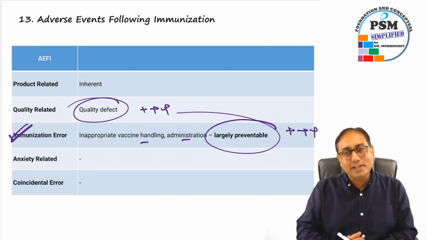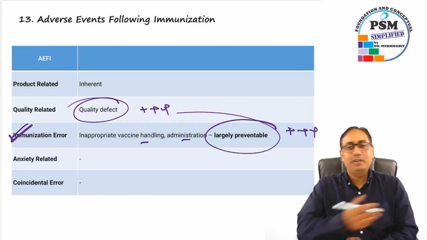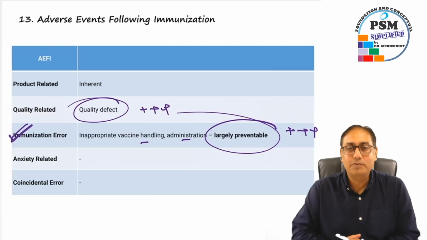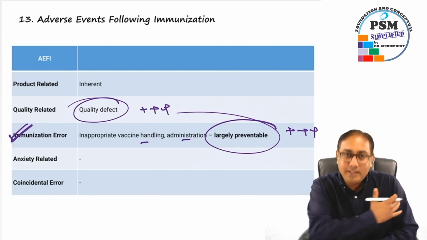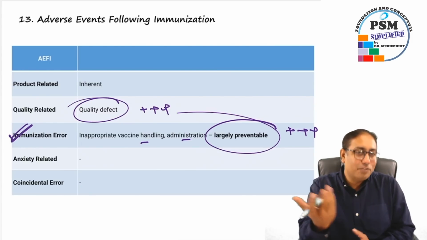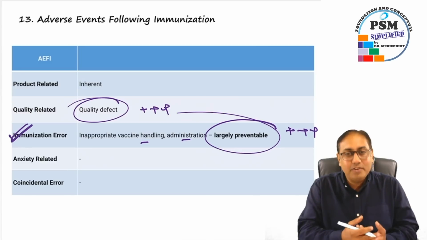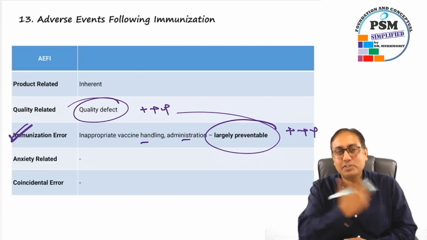Anxiety related and coincidental. Of course, anxiety is whenever you get a COVID injection, you of course get anxious. What is going to happen next? And coincidental is you got the vaccine, and next day you met someone with flu and you got sneezing and runny nose, and you say this is due to the vaccine.